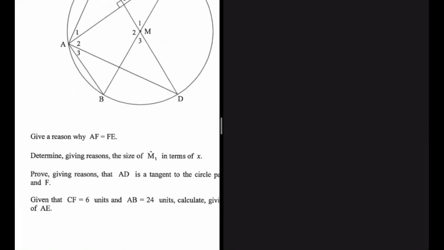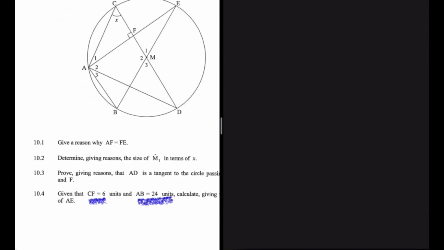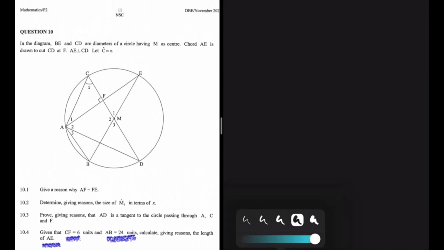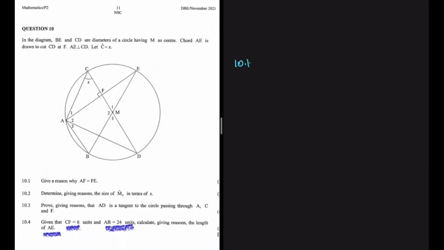Look at how interesting 10.4 is, given that CF is equal to 6 units and AB is equal to 24 units. Let's calculate, given reasons, the length of AE, right? But then before we do that interesting one, let's just go through 10.1 first. Before I start answering these questions, I like going through the question statement so that I can jot down a few keywords.